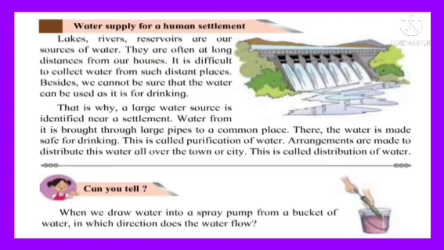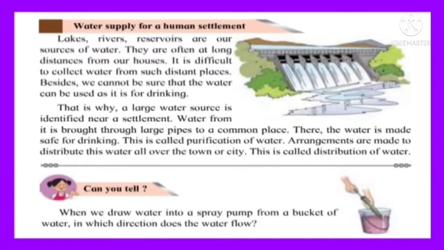Now after the water is made pure and clean, arrangements are made to distribute this water all over the town or city. Through pipes, the water from one place, after being made pure, is sent to different places all over the town or all over the city. This process of sending or distributing water is called distribution of water.